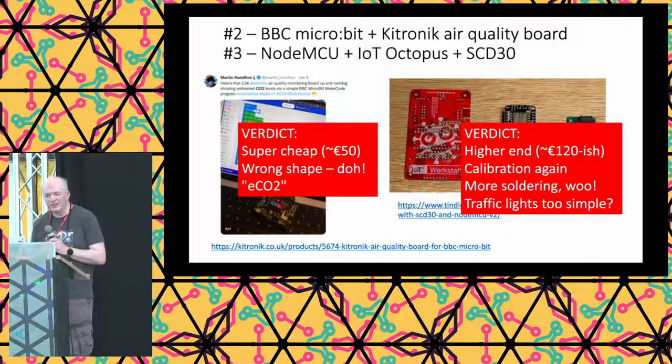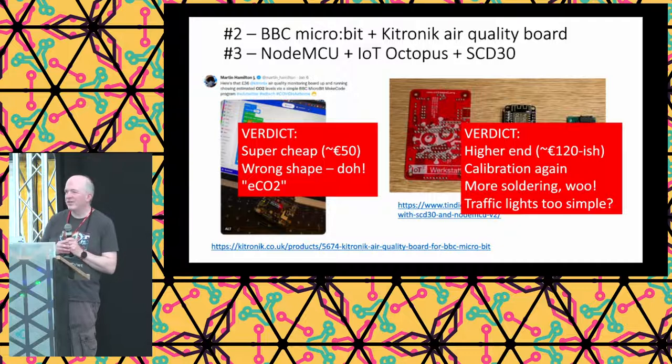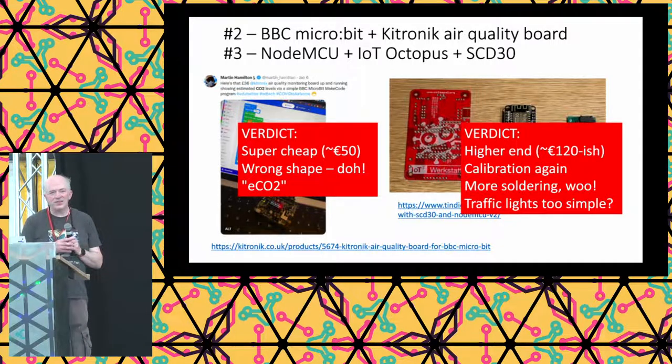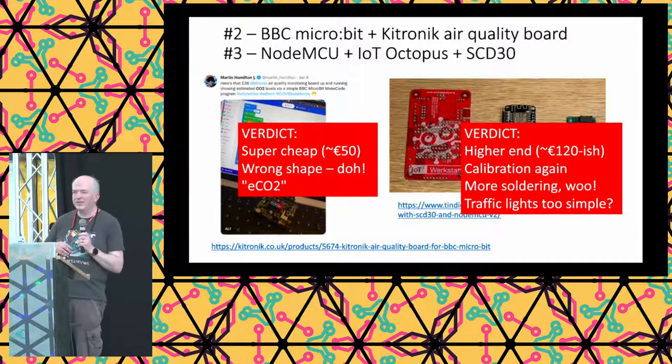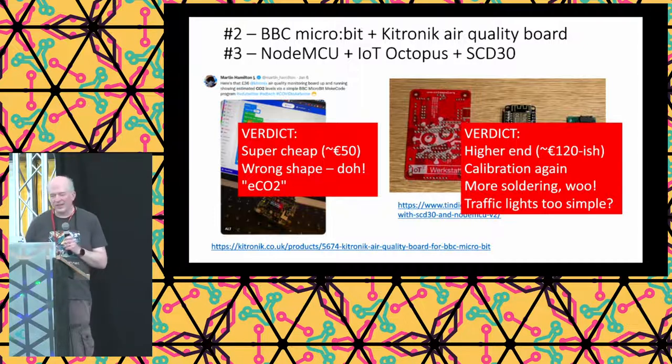How do we get on? Well, the Microbit, it's super cheap by comparison. This is still a lot of money for people, €50, but it's a lot less than 500. It's not really bad shaped, and I was kind of hoping to get something that people really could carry around on their neck. Didn't work so well for that. Also, it's estimated CO2. This is not the real CO2. The sensor looks at a mixture of gases and says, well, the CO2 is probably about this much on the whole.